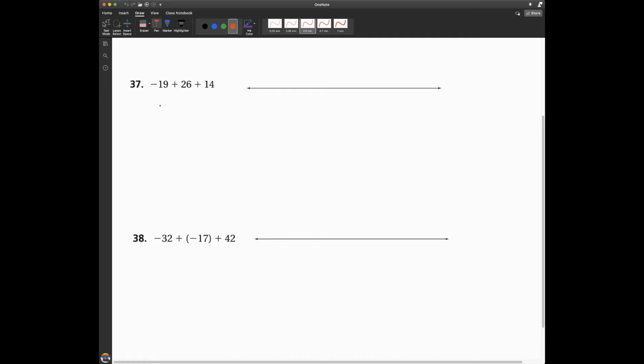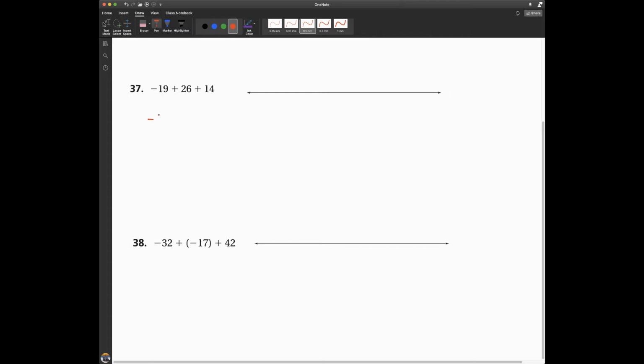So negative 19 plus 26 plus 14. The way that you work out these problems is you think about it. I'm just going to add two of the numbers at a time. For me, I try to remember some of the properties from last year, one of them being the associative property, that says if I have three numbers and I'm adding them together, I can add any two of them together first and then add the third one. So that's what that property means.